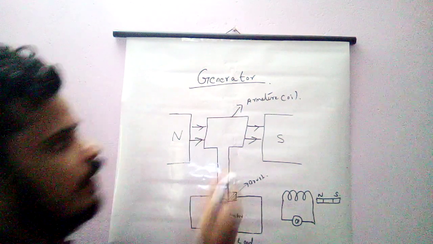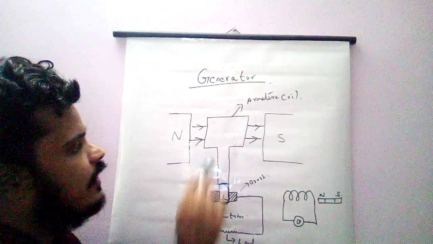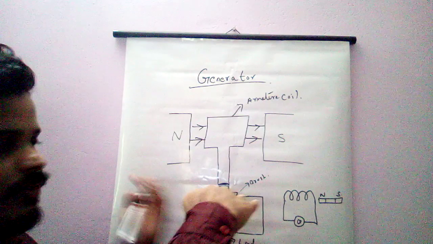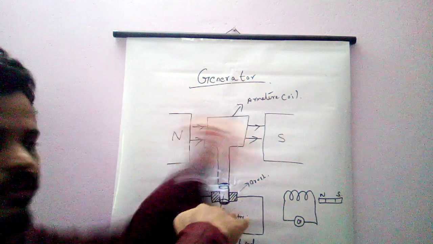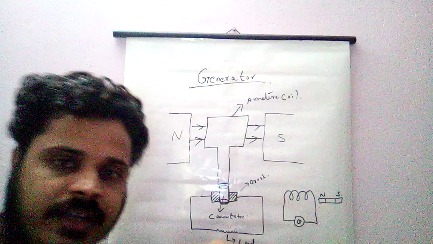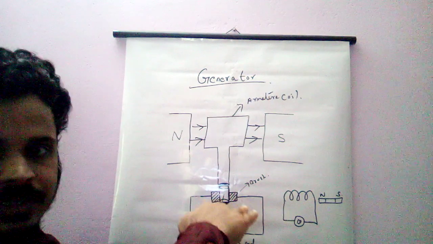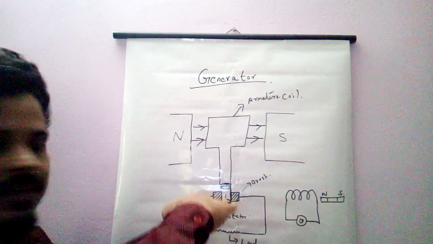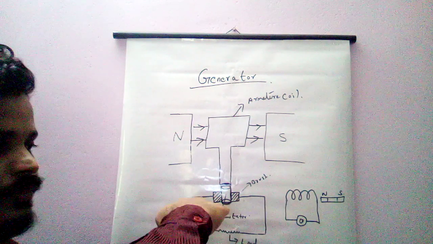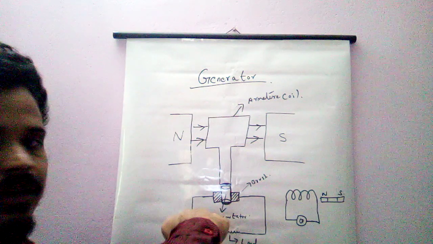Now I will explain the principle of this DC generator. Imagine this is the coil, and on either side of the coil we have two magnets. As you know, in a generator we provide external mechanical rotation, and with this external mechanical rotation only we generate the current. So initially I will rotate the armature coil. When I start rotating, it will come to this position.